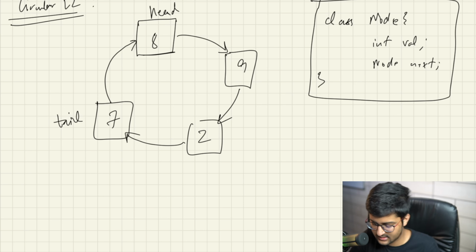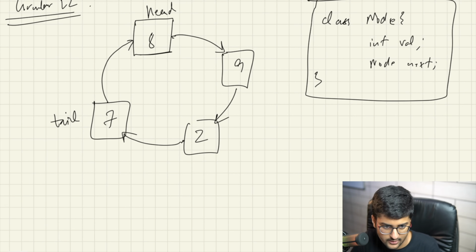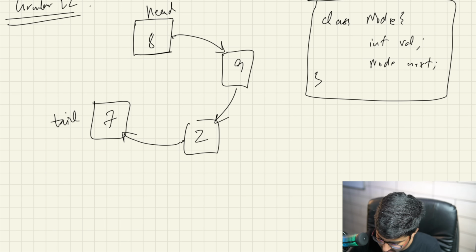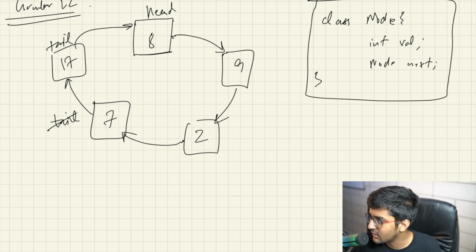I'll teach you about display, insertion and deletion. Let's first look into insertion. If you want to insert a value after the tail, how would that look? First of all, it will look something like this: 17, like this, and move tail over here. That is what it will look like. Now code it.